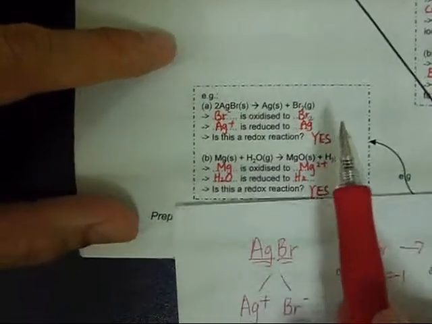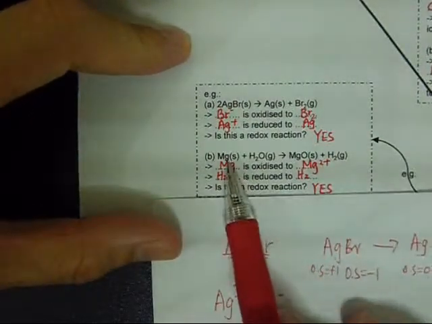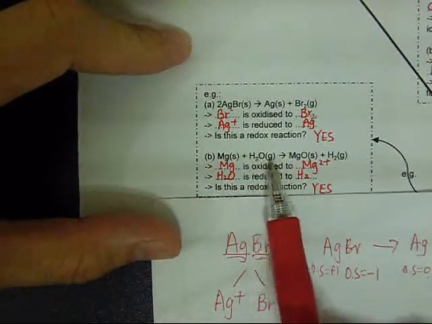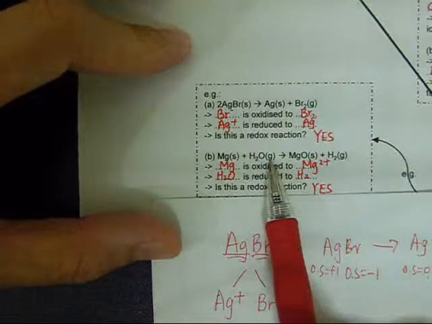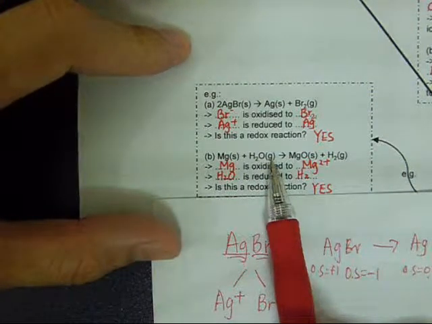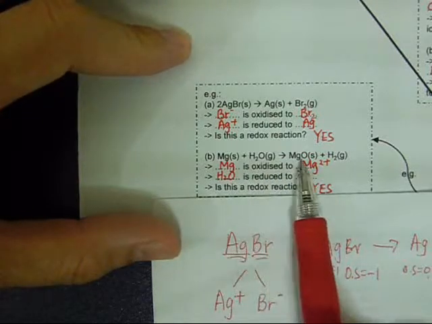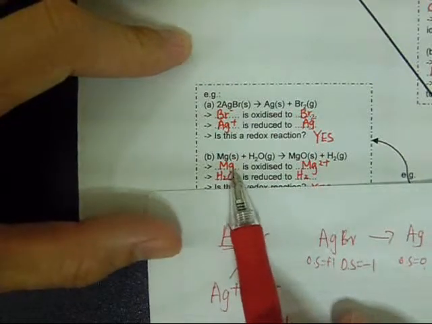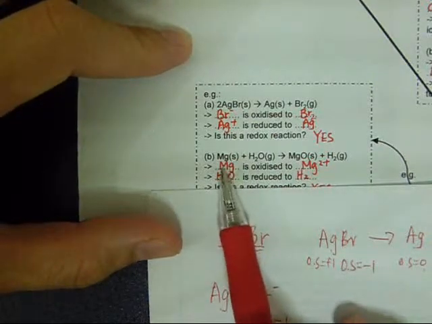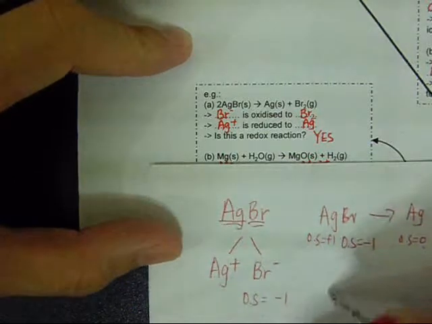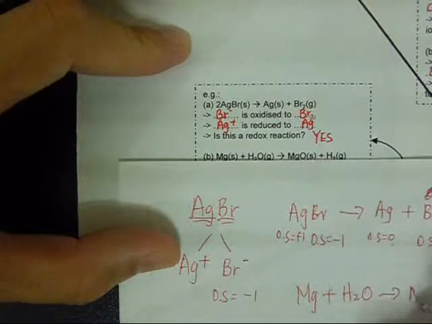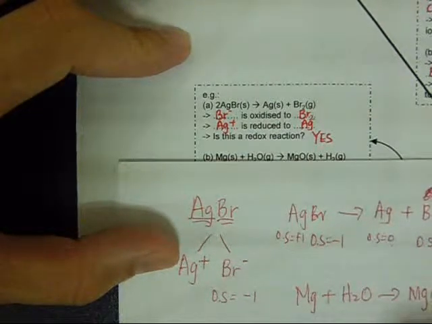Yes. Now let's look at another example here. Magnesium plus water. Actually, this is not water. This is actually steam, H2O gas. H2O liquid would be water. H2O gas is steam. So magnesium and steam, you get magnesium oxide and hydrogen. Mg plus H2O, you get MgO plus H2.